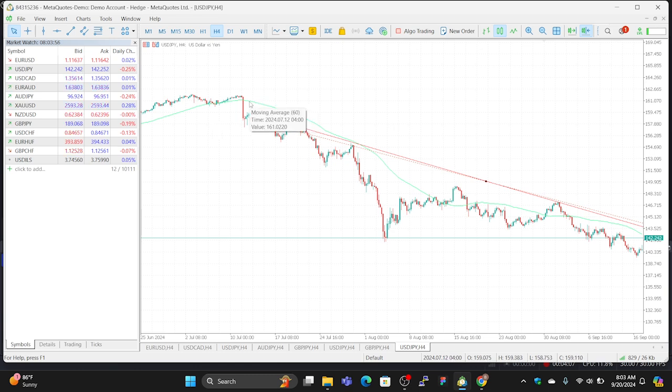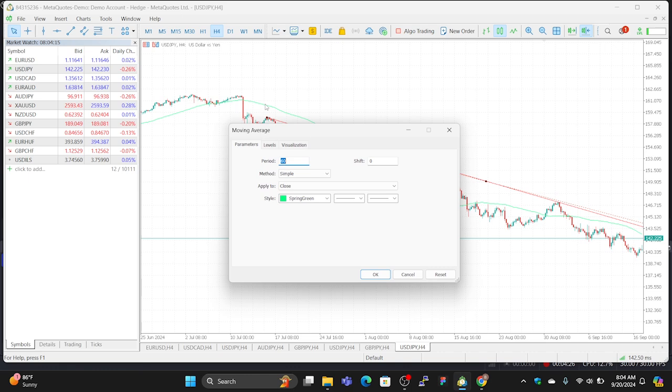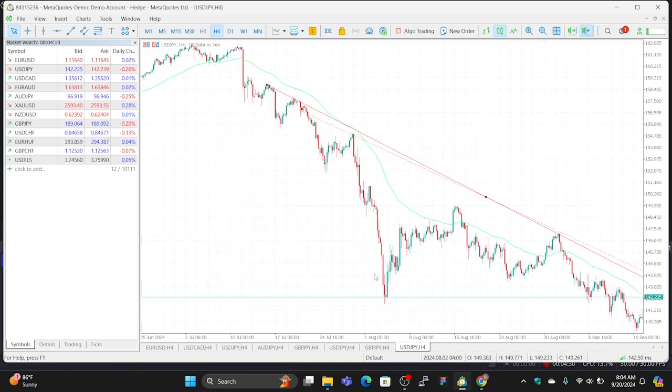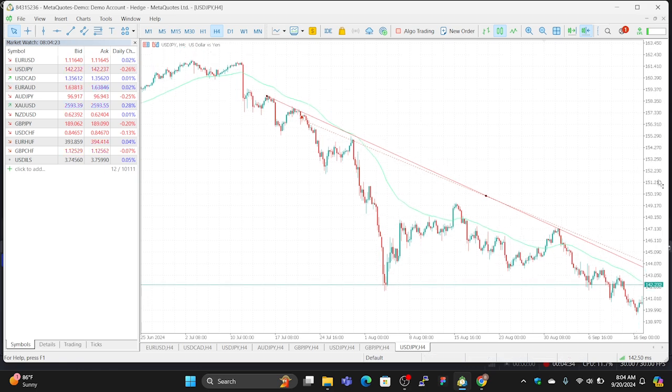What's the difference between the exponential moving average and the simple moving average? The simple moving average gives, how can I say, priority to old prices, but the exponential moving average has more of recent prices. In my trading, I normally use the simple moving average. You can change this to exponential moving average and see how it looks. As you can see, it gives more priority to the recent prices.